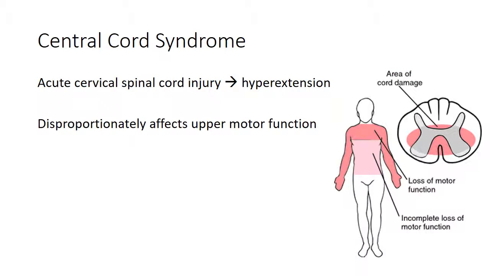Central cord syndrome is an acute cervical spinal cord injury, and the most common mechanism is hyperextension. Hyperextension of the cervical region of the spinal cord can lead to an area of focal damage that's localized to the center of the spinal cord, as you can see in the cross section in the diagram, but it disproportionately affects the upper motor function. So you'll see a loss of motor function in the arms and the upper chest area, and then incomplete loss of motor function as you go down.